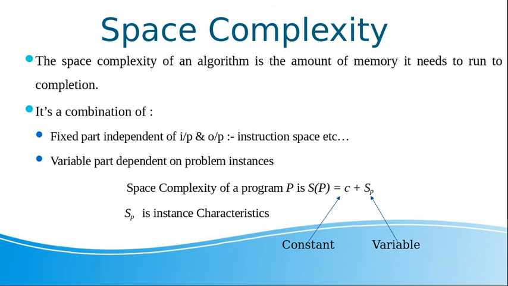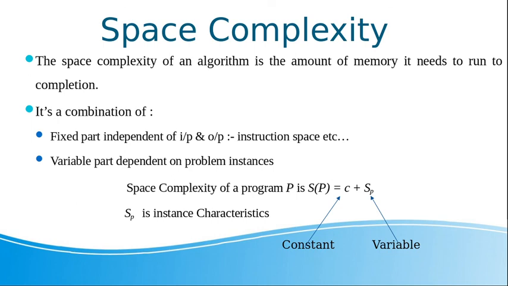Then we discuss space complexity. Space complexity of an algorithm is the amount of memory needed to run to completion. There are two parts when we analyze space complexity: one is the fixed part and the other is the variable part. The fixed part is independent of the number of inputs and outputs.